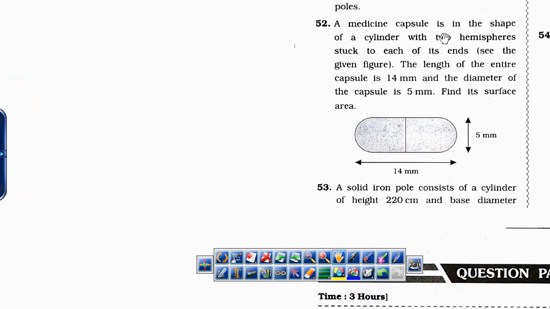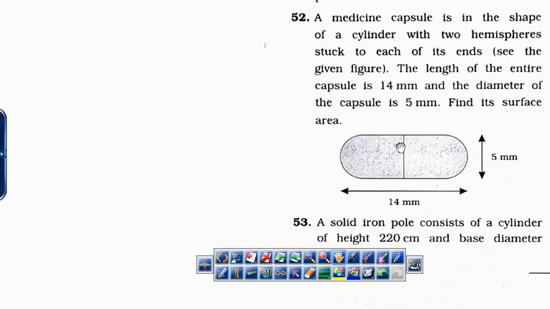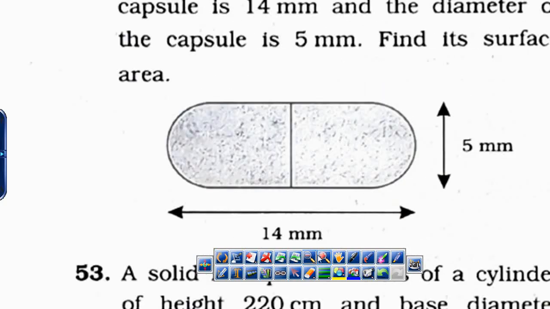Sum number 52, textbook sum. A medicine capsule is in the shape of a cylinder with two hemispheres stuck to each end. Draw the capsule like a real capsule, and a capsule is a three-dimensional object. Length of the entire capsule is 14 mm and the diameter of the capsule is 5 mm. Find its surface area. It will become clear from here.